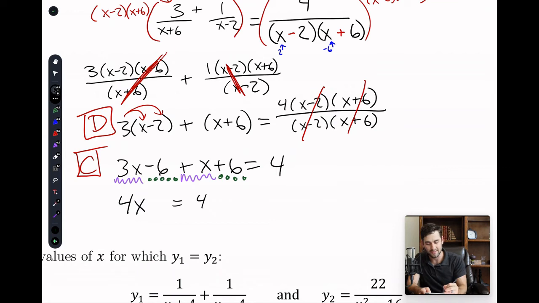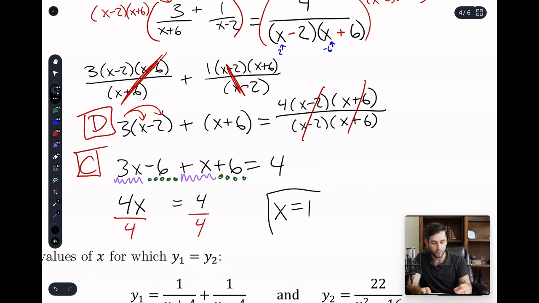This is crazy. So we're left with x. Oh, I'm not going to skip. I'm going to do the work. Divided by 4, divided by 4. So we're left with x equals 1.